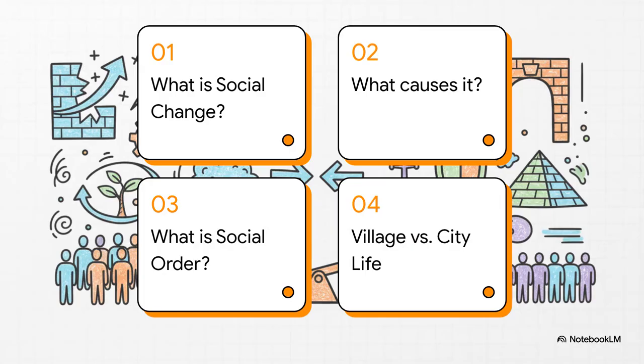Okay, so here's our game plan for today. It's super simple. First, we'll figure out what social change actually is. Then we're going to look at what causes it, what's pushing the buttons. After that, we'll look at its opposite force, which is social order. And finally, we'll bring it all home and see how this works in villages and cities in India. I promise, by the end of this, you'll have this chapter in your pocket.